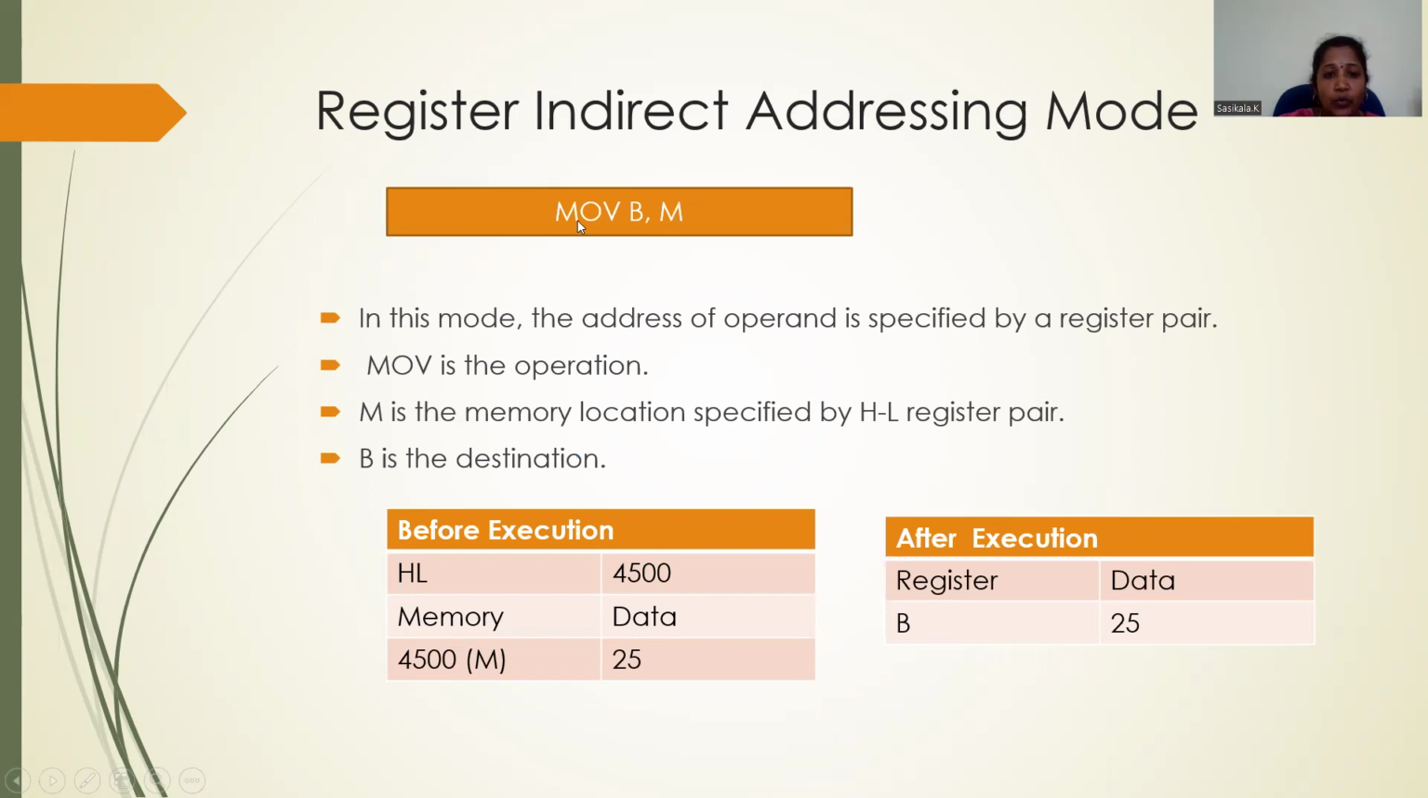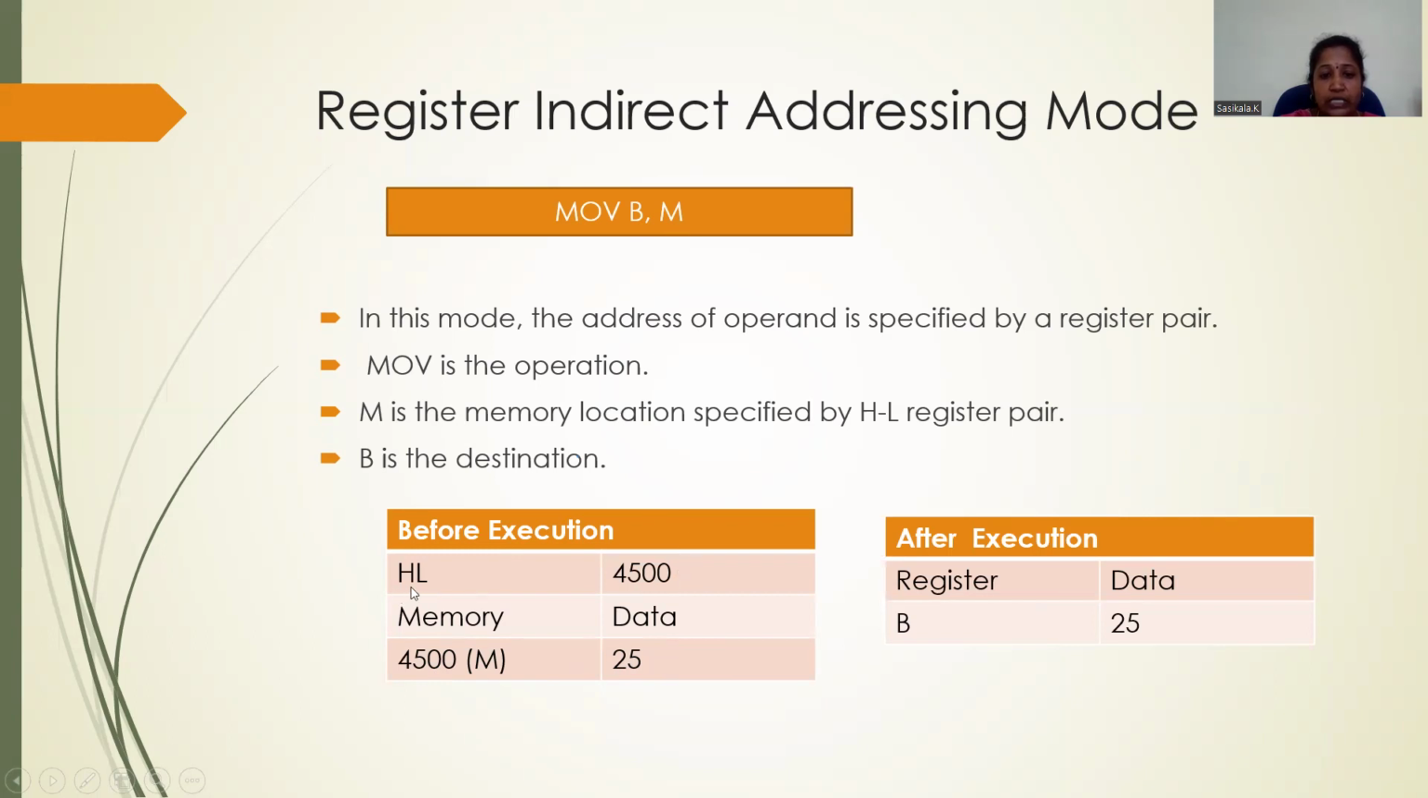And here MOV is the operation, M is the source, and B is the destination register. So before execution, the HL register has the data 4500. And in the 4500 memory location, if you have the data 25, that is moved to the B register. So after executing this instruction, that is MOV B, M, M is a memory and the address is specified in the HL register pair.